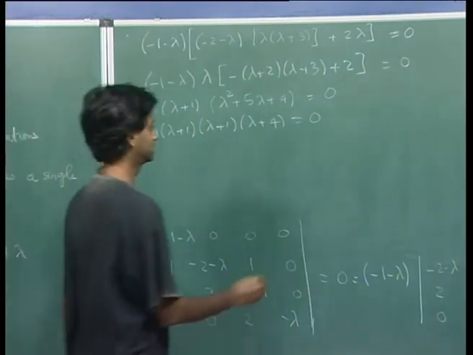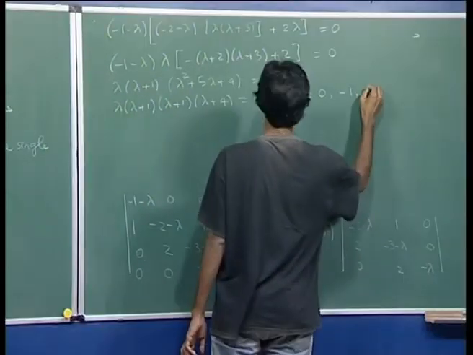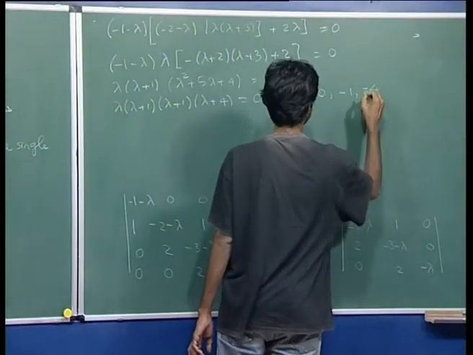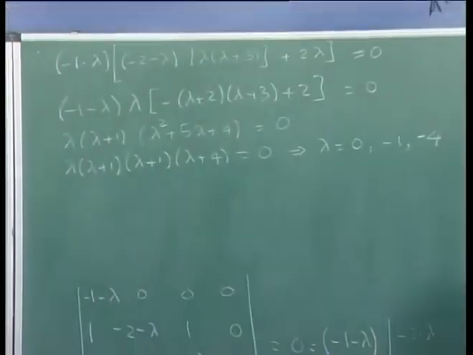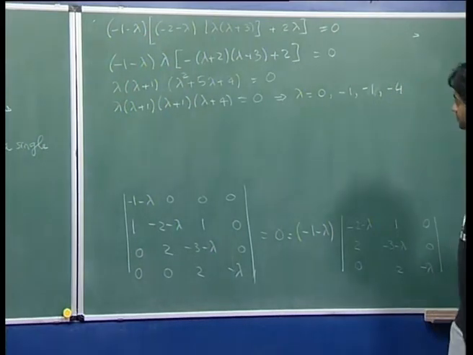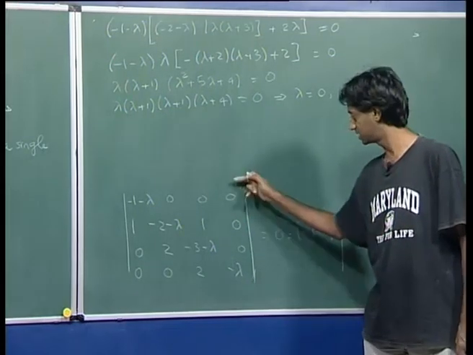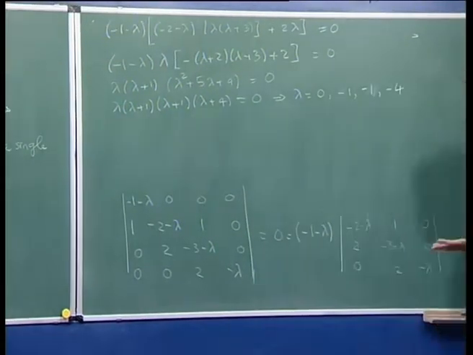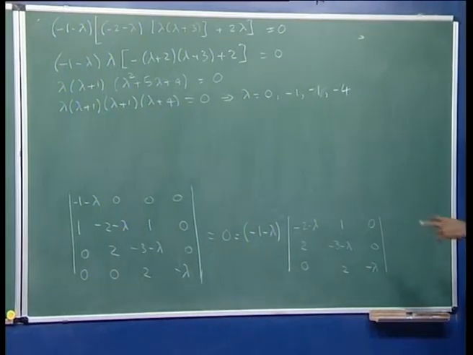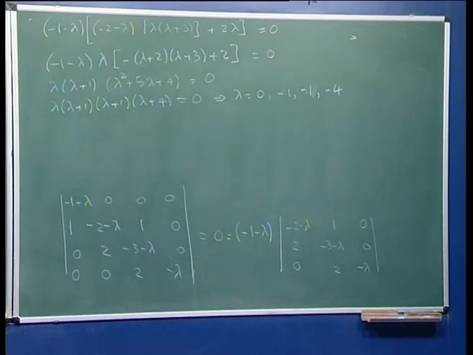So this implies lambda equal to 0, minus 1 or minus 4. And this is a doubly degenerate eigenvalue, so I can write this as minus 1 minus 4. So in general, since we had a 4 by 4 matrix, we should have 4 eigenvalues and 4 eigenvectors, but now we find that 2 of the eigenvalues are identical, and we need to find the eigenvectors next. Okay, you can go ahead and actually evaluate each of the 4 eigenvectors.